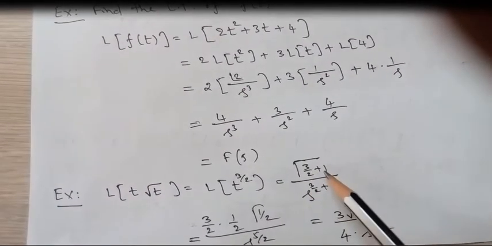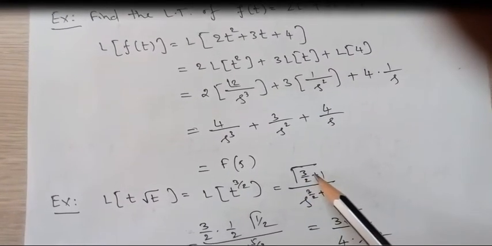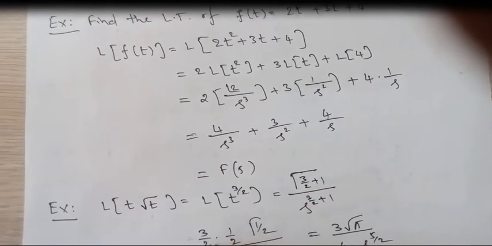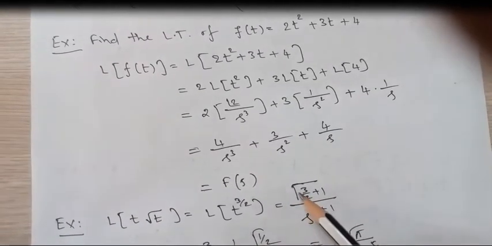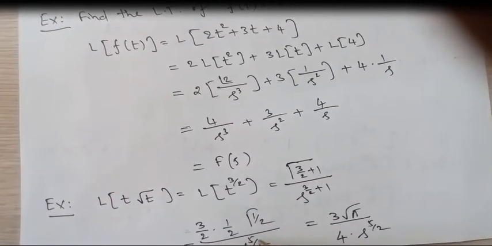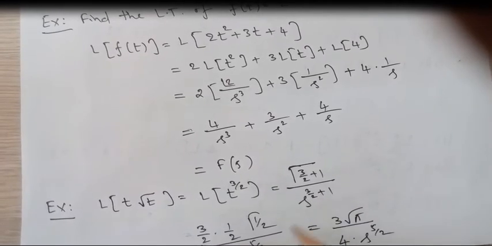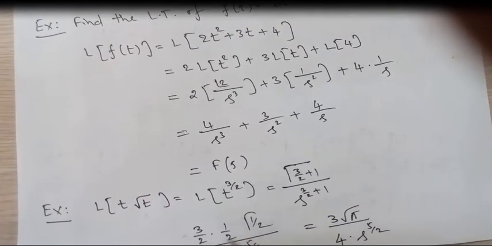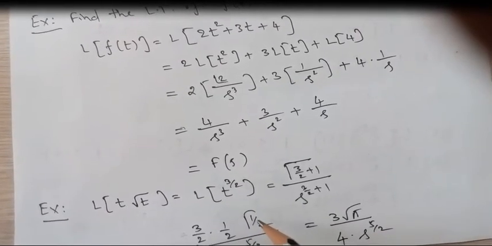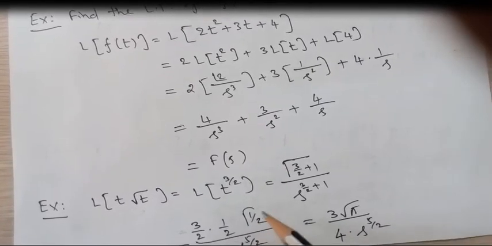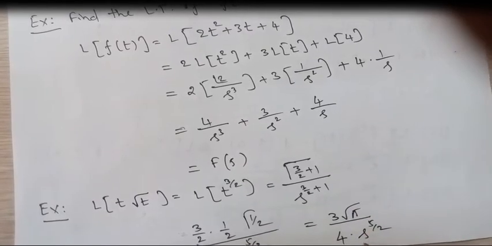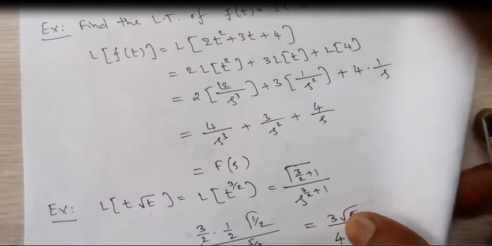So gamma of 3 by 2 plus 1, as we know, gamma of n plus 1 is equal to n gamma n. So by that property we are able to write 3 by 2 into gamma of 3 by 2, again gamma of 3 by 2 as 1 by 2 gamma of 1 by 2 by previous mathematics, divided by s raised to 5 by 2, 3 by 2 plus 1 is 5 by 2. So 3 by 2, 1 by 2, gamma 1 by 2 is root pi. So 3 divided by 4 into root pi divided by s raised to 5 by 2.